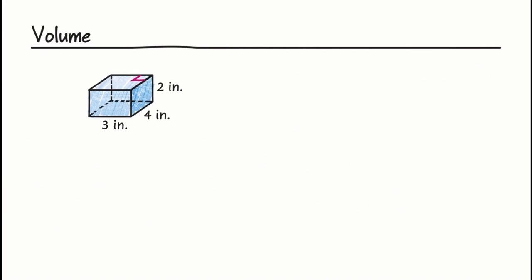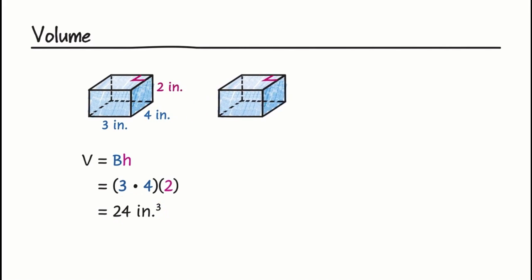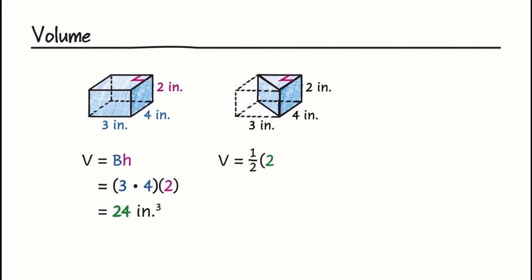Students also extend what they know about volume in this unit. In earlier grades, they developed the formula volume equals the area of the base times the height to find the volume of rectangular prisms. Now, they look at triangular prisms formed by slicing a rectangular prism in half. Each triangular prism has half the volume of the rectangular prism.